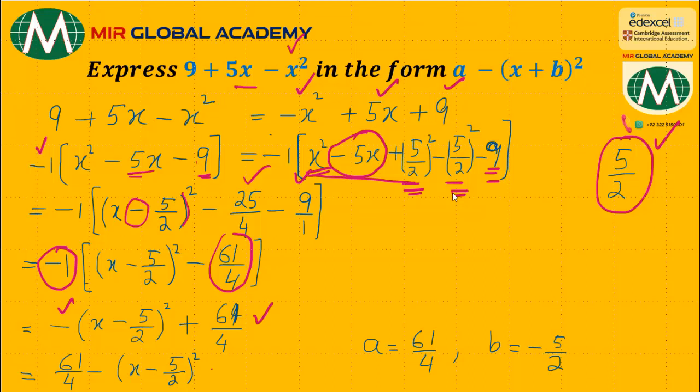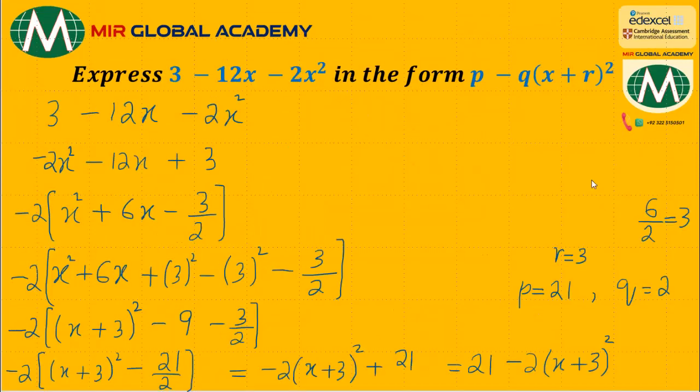Now we have completed our square here. Now comparing this with this format, A is 61 over 4 and B is minus 5 over 2. And this is question number 4. In this question number 4, again, this is not in standard format.